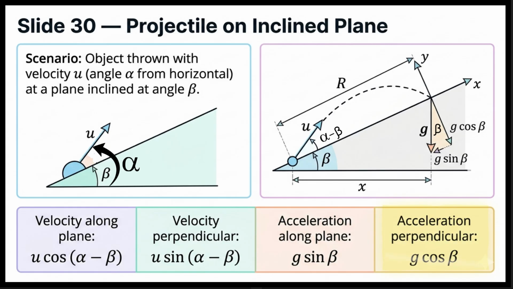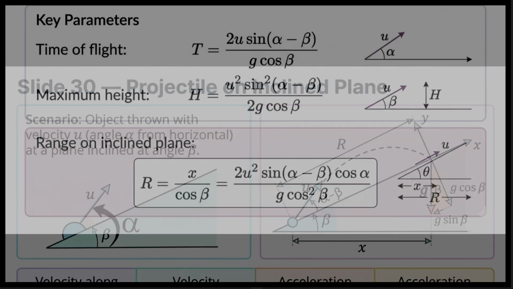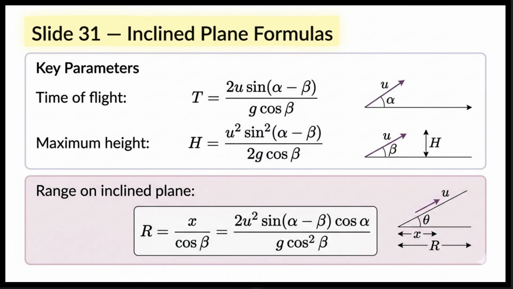With this setup shown clearly in both diagrams, the inclined plane problem reduces to familiar 1D kinematics in a tilted coordinate frame. With those components established, the formulas follow the same structure as flat ground projectile motion, with g replaced by g cosine beta for the perpendicular direction and g sine beta for the along plane direction.